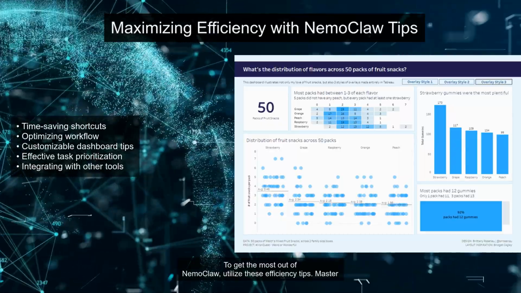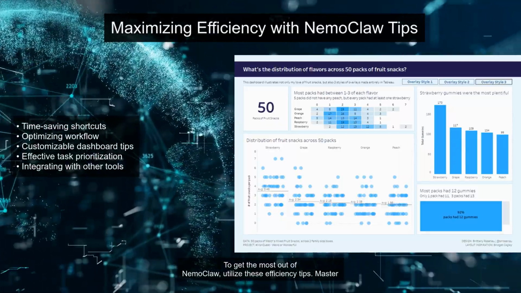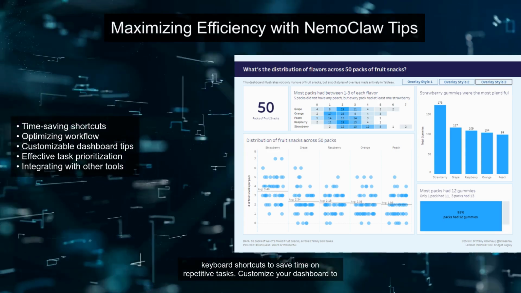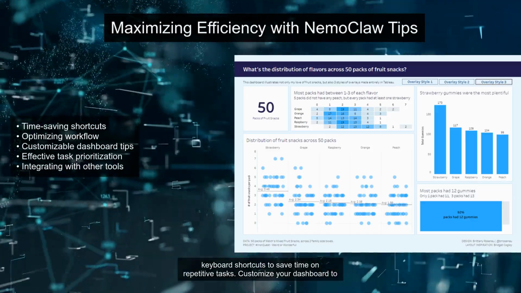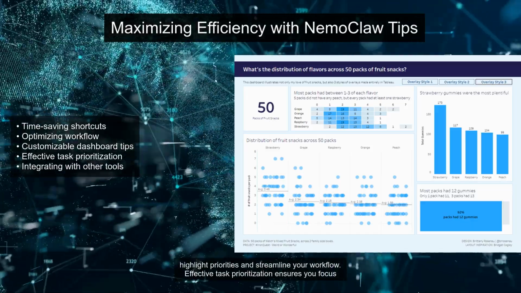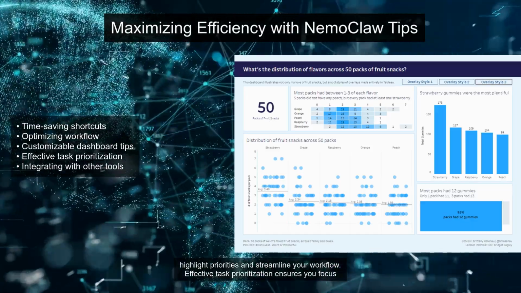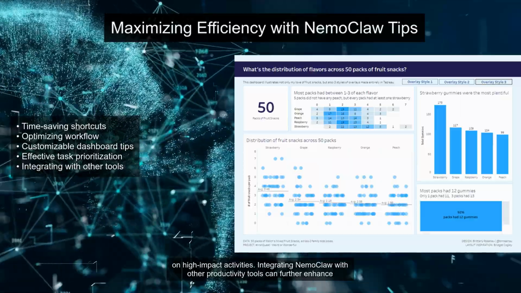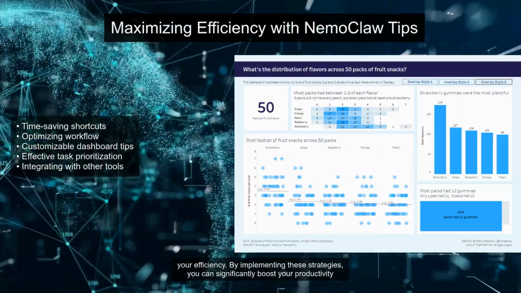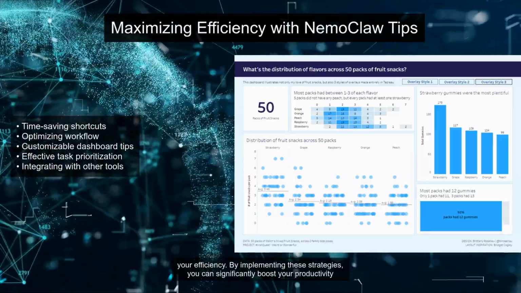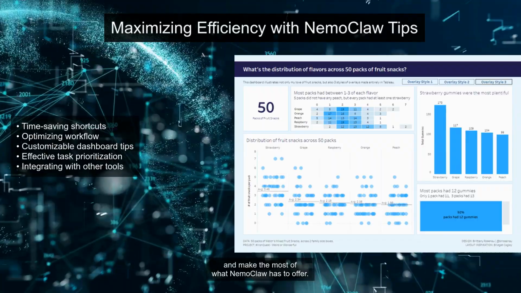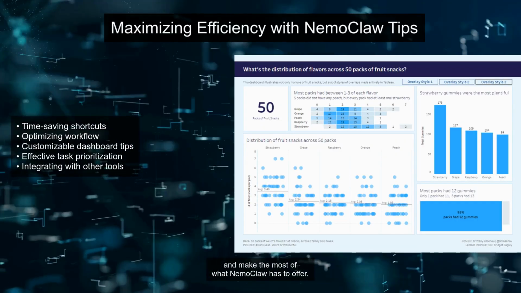To get the most out of NemoClaw, utilize these efficiency tips. Master keyboard shortcuts to save time on repetitive tasks. Customize your dashboard to highlight priorities and streamline your workflow. Effective task prioritization ensures you focus on high-impact activities. Integrating NemoClaw with other productivity tools can further enhance your efficiency. By implementing these strategies, you can significantly boost your productivity and make the most of what NemoClaw has to offer.